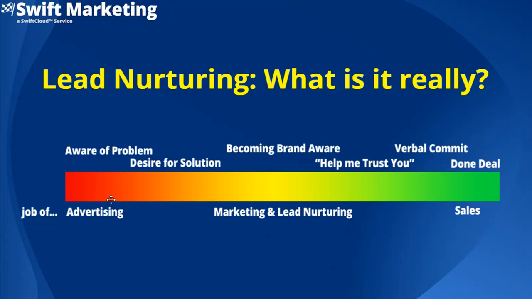buying cycle, ranging from initially just aware of the problem to through desire for a solution, becoming brand aware, which is becoming aware of a specific company, who's the vendor that's actually going to provide this. And then they get into the mindset of help me trust you. They proceed to a verbal commit if it's not an instantaneous sale. If it's more than a few $100, it's not an impulse purchase. They may go through some sort of timeline from I've decided to buy to actually a done deal, and let's say they verbally commit and then it's a done deal.